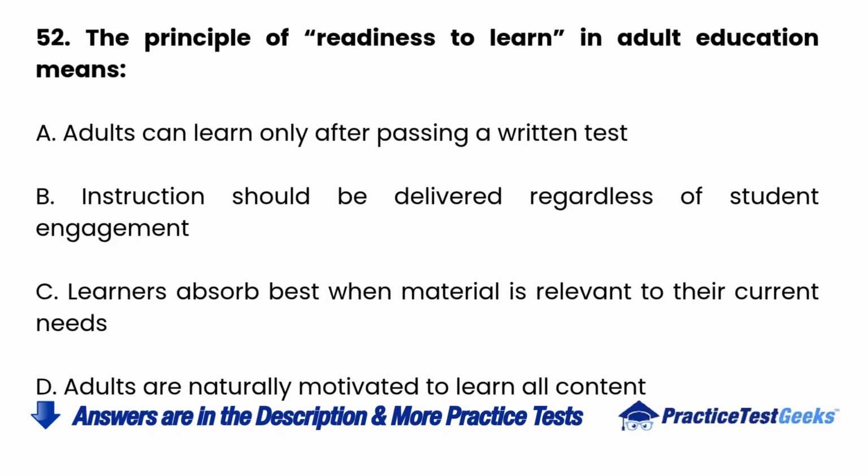52. The principle of readiness to learn in adult education means: A. Adults can learn only after passing a written test. B. Instruction should be delivered regardless of student engagement. C. Learners absorb best when material is relevant to their current needs. D. Adults are naturally motivated to learn all content.